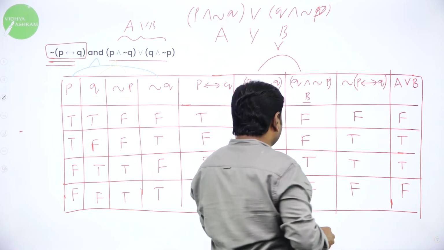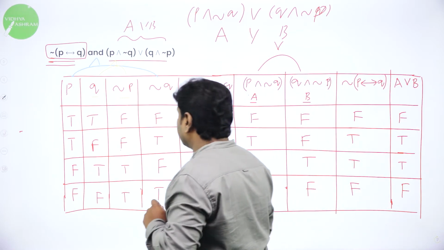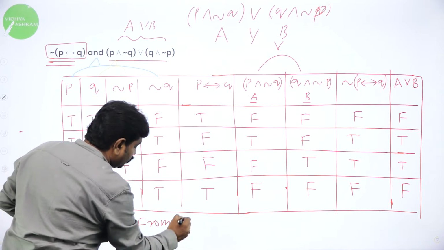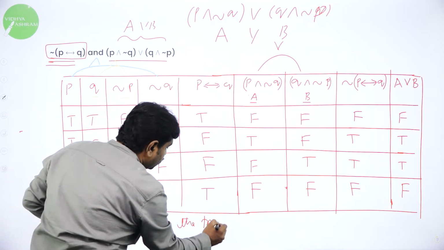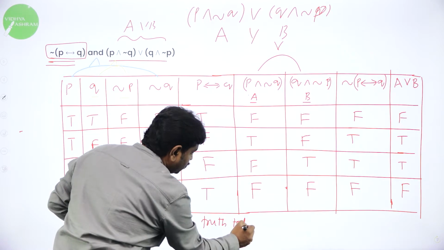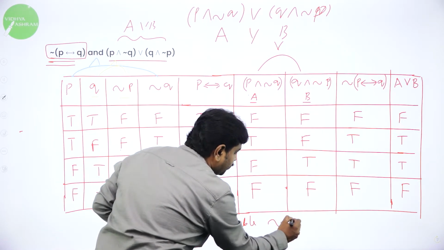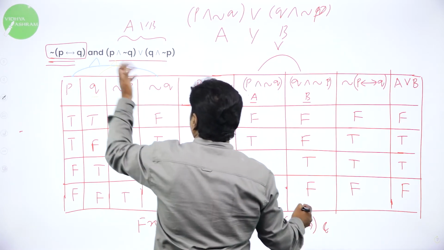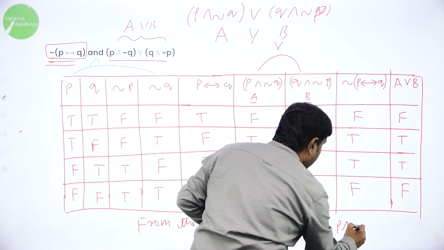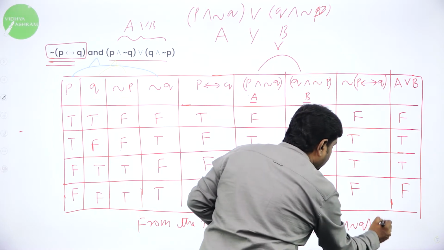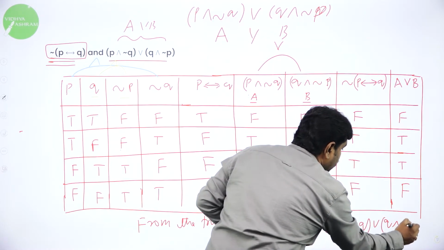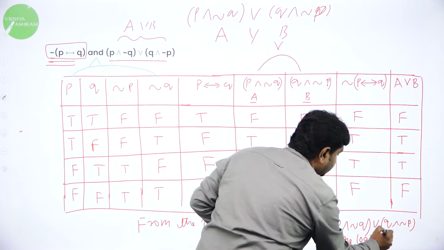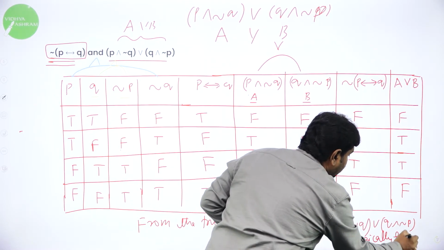So finally we need to conclude. Now I'll write the conclusion. What is the conclusion? From the truth table, we got two statements. One is negation of P implies Q, and the other one is the second compound proposition P and not Q or Q and not P. Both are logically equivalent. So don't forget to conclude.